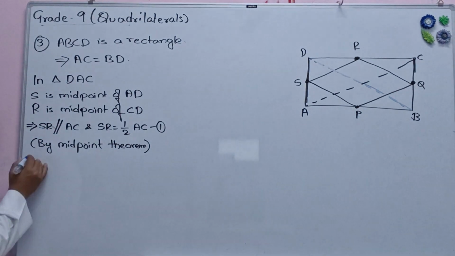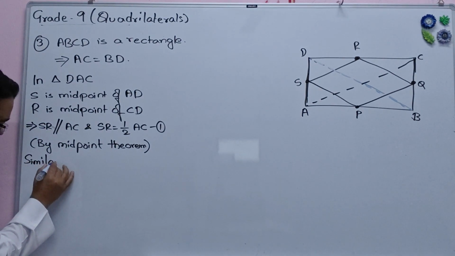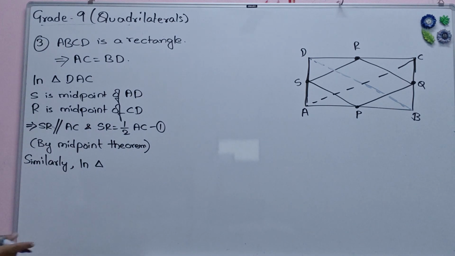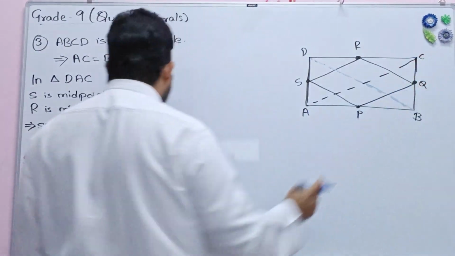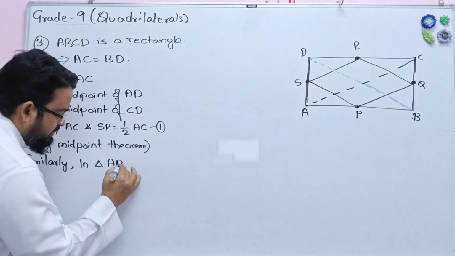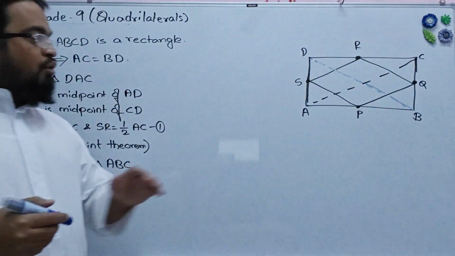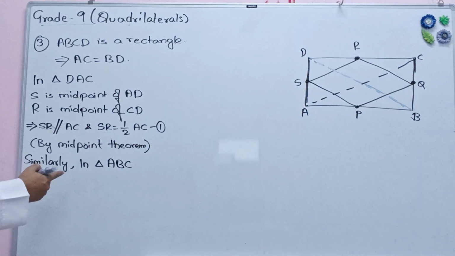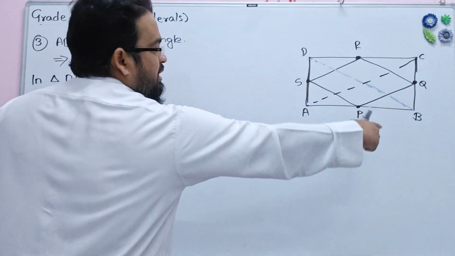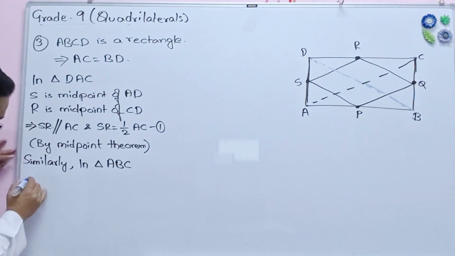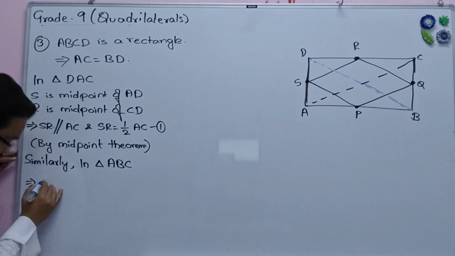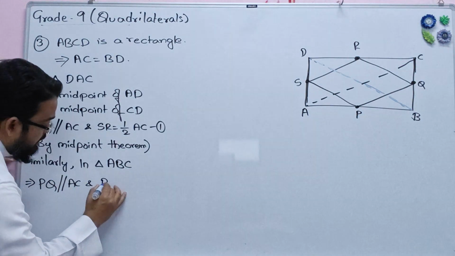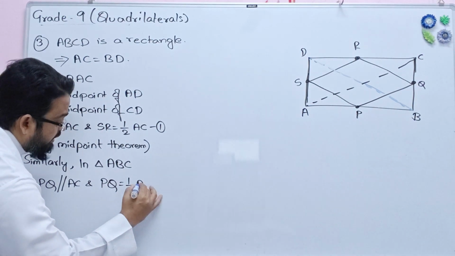Similarly, in triangle ABC. See, if you are unable to visualize it, only draw ABC. Highlight it with your pen, then you will come to understand. So in triangle ABC, P is the midpoint of AB, Q is the midpoint of BC. So that implies PQ is parallel to AC and PQ is equal to half of AC.